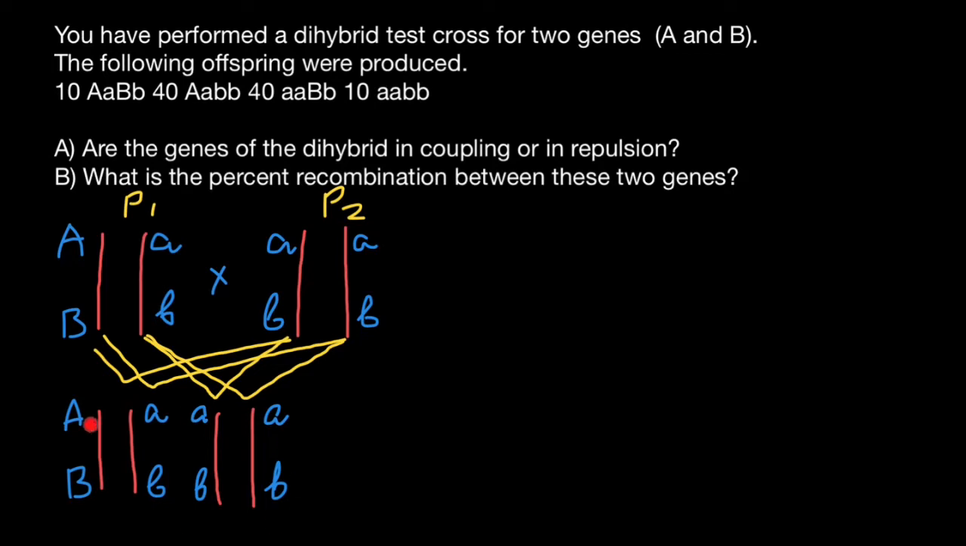In the next generation, we will find one type of individual heterozygous for the genes A and B, and another type of individual which is going to be homozygous recessive for the genes A and B, and they would occur with the same frequency, 50% this genotype and 50% this genotype in the following F1 generation.